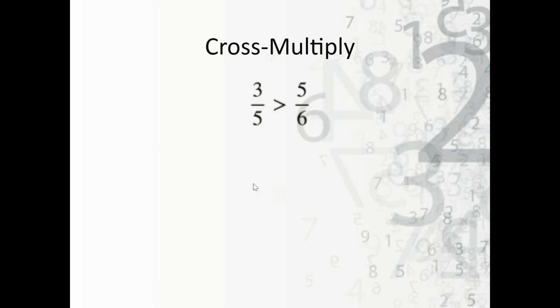Now, cross multiplication. Cross multiplication is just like finding the common denominator, except we don't worry about the denominator itself. So we're just going to multiply 3 times 6 and 5 times 5.